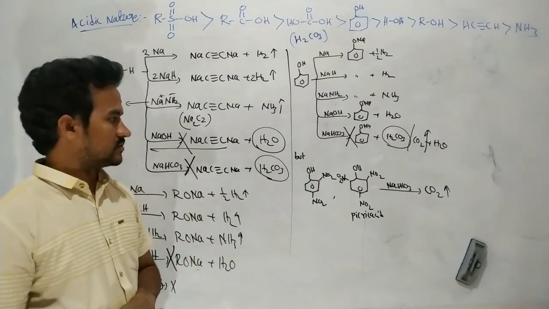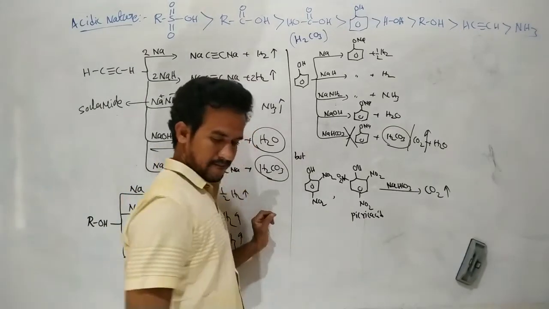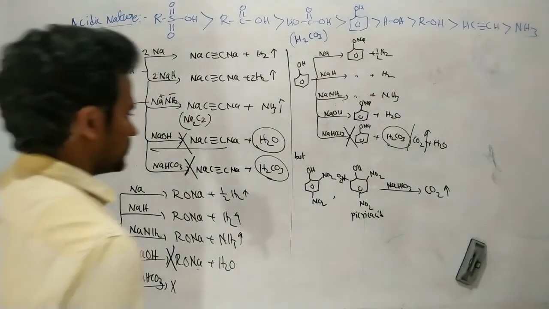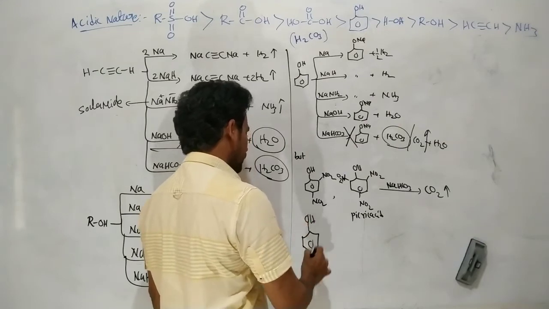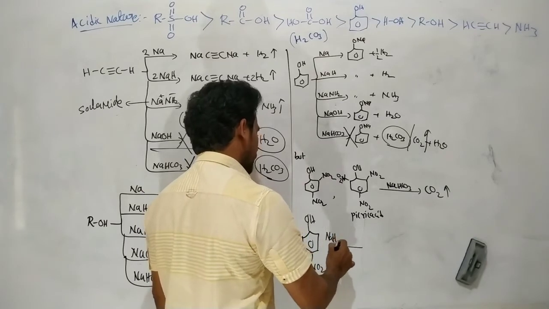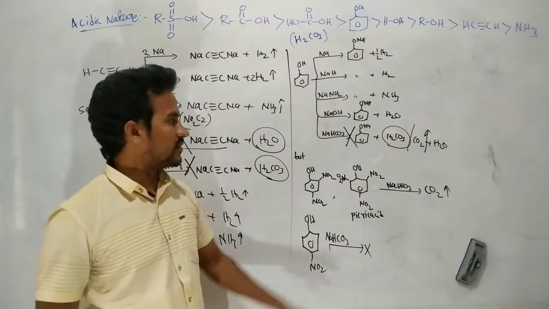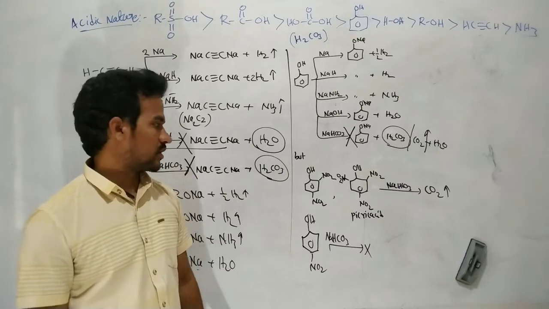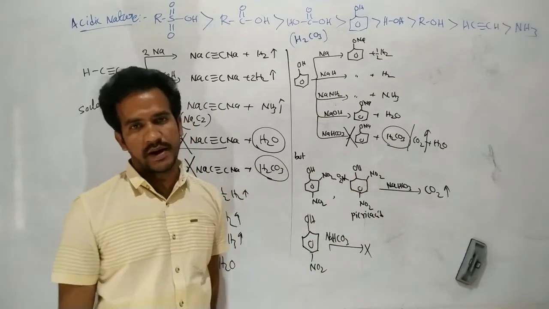Okay, that's it. So in the case of these phenolic compounds, mononitrophenol gives no reaction with sodium bicarbonate, because mononitrophenol is not more acidic than carbonic acid. So the dinitro compound and the trinitro compound can decompose the sodium bicarbonate.